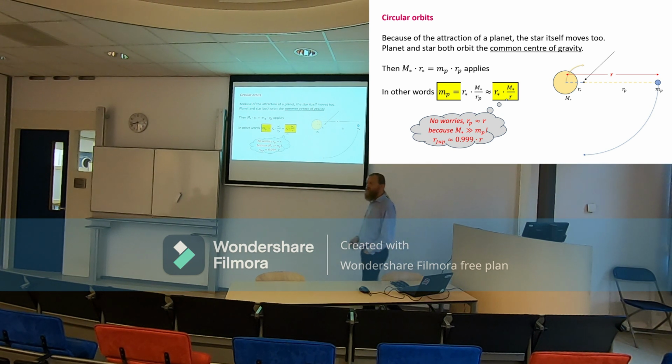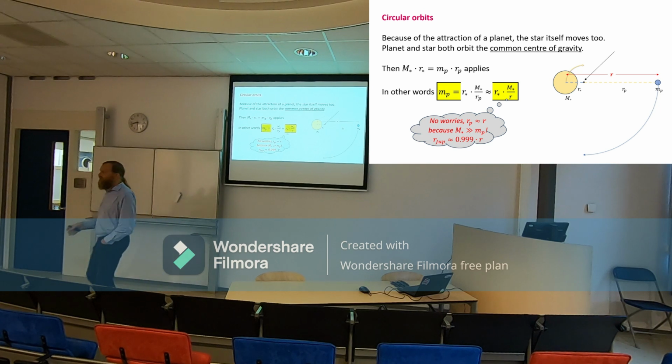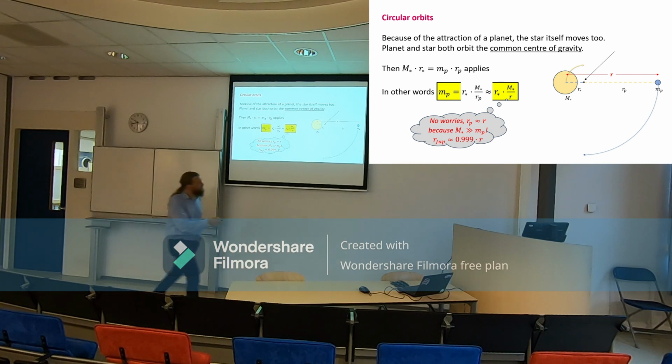this drawing is not correct. In reality, even with Jupiter, and Jupiter is really a big, massive planet, it's only one promille, one 1,000th of the whole distance. So this distance here is 1,000th of this whole distance. So this is a pretty good approximation. Don't worry about that. So even for really heavy planets. For lighter planets, it's even better. So we don't worry about that. So this is an approximation.